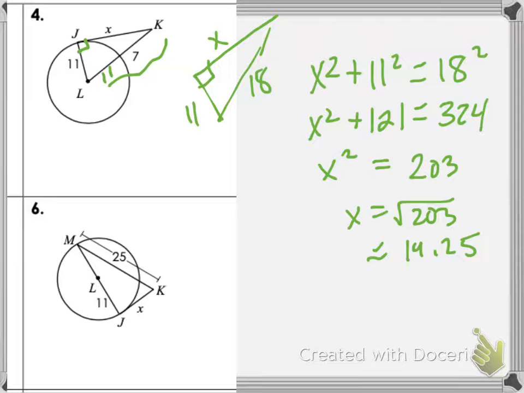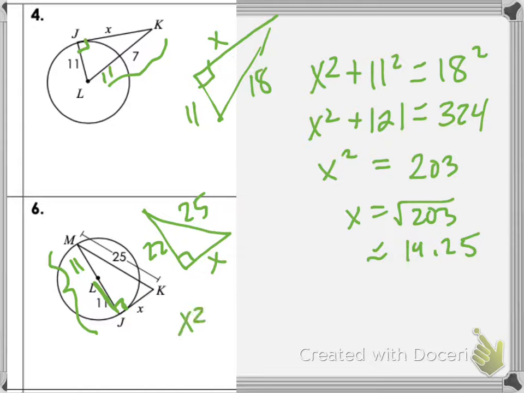Okay, number 6. Similar idea. Looks like JK is tangent to the circle at point J, so it's perpendicular. So we've got a right triangle. This is x. Hypotenuse is 25. And on this leg here, this is a radius of 11, and this is another radius of 11. So that whole leg is 22.